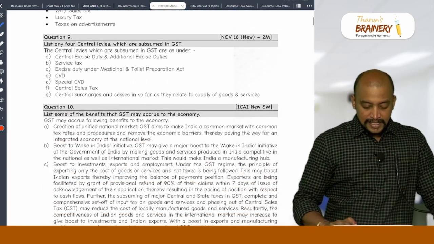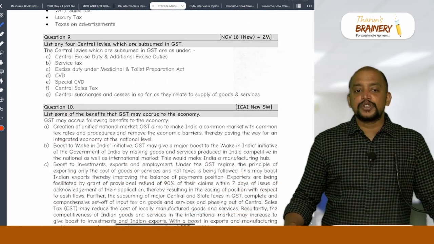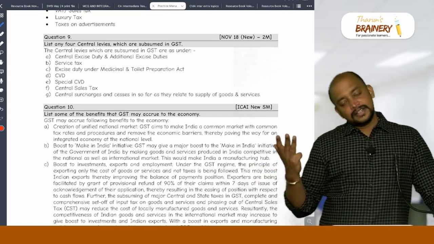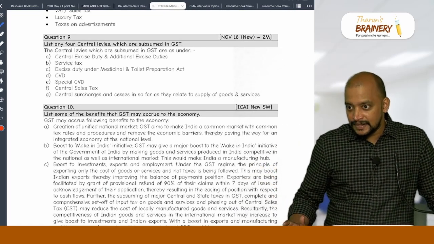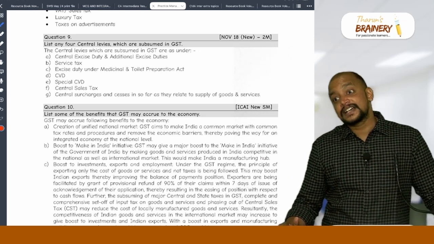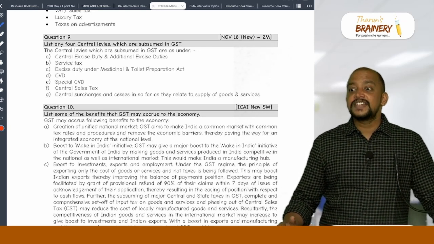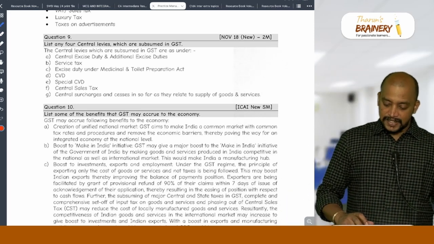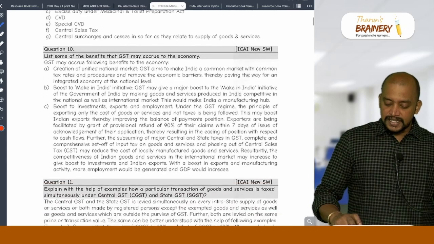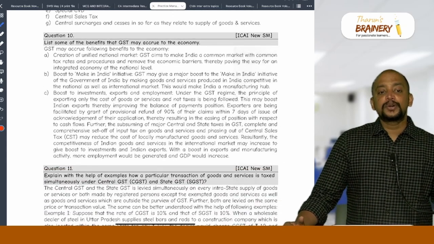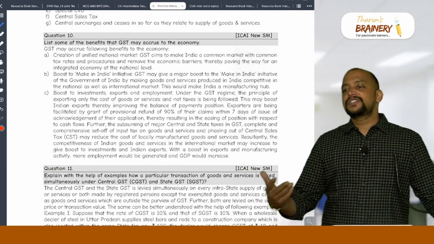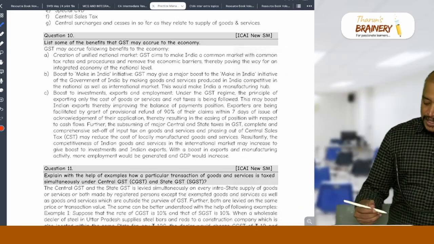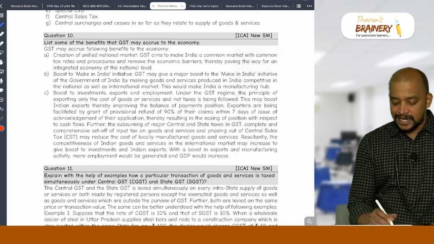Okay. Then next, list any 4 central levies which are subsumed in GST. Come on. Central excise duty, good. CST, central sales tax, service tax. In customs, CVD and SAD, countervailing duty and special additional duty. Then next, list some of the benefits that GST may accrue to the economy. Because of GST, what are the advantages to the economy, that is, to the country? So, creation of a unified national market.